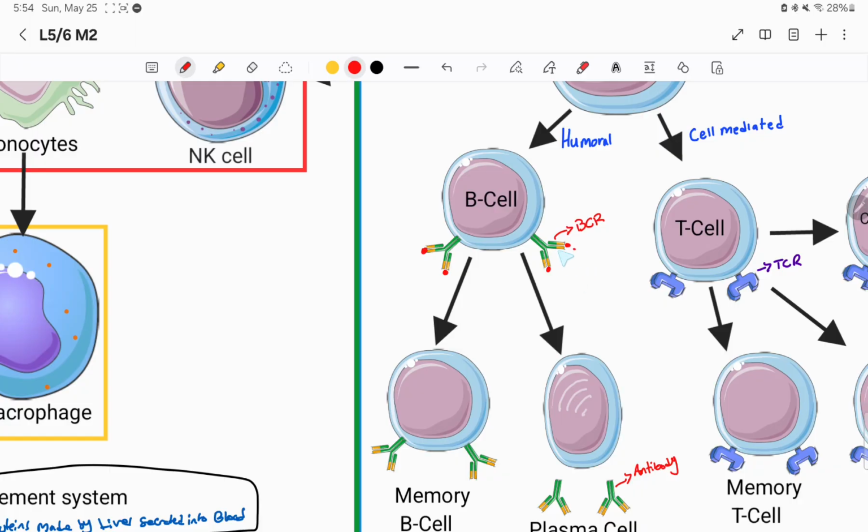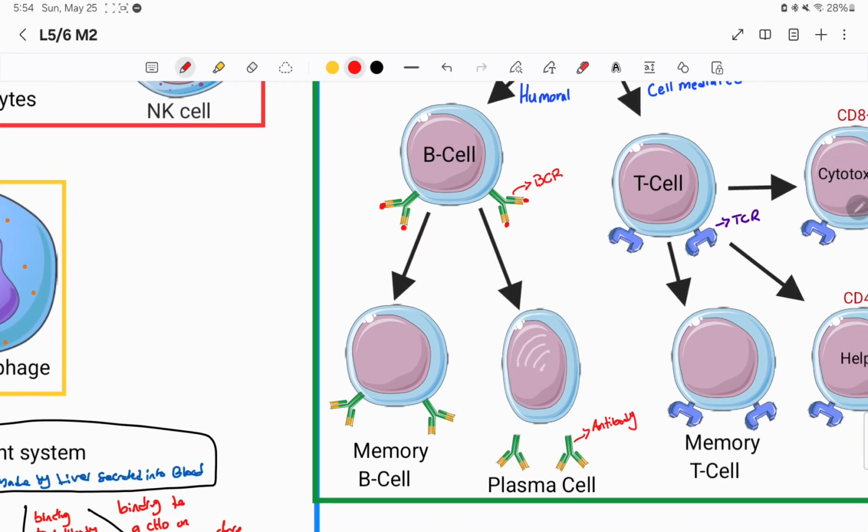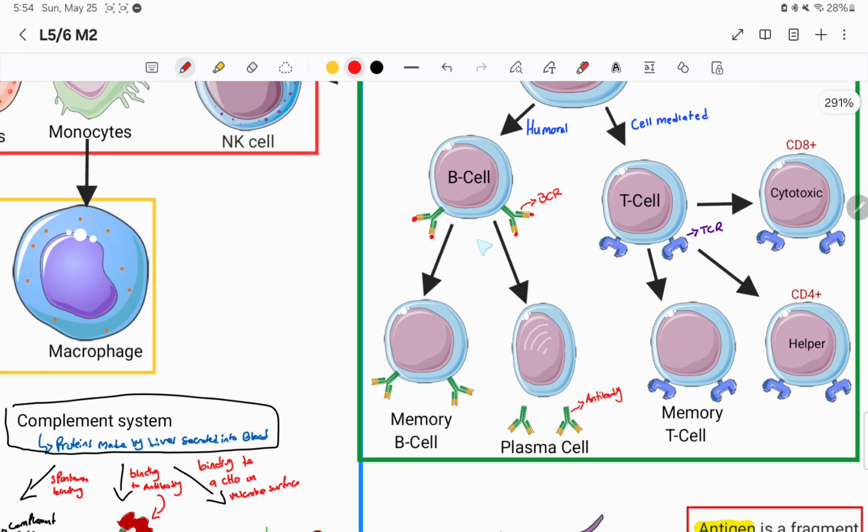And then this binding will initiate the activation and proliferation, meaning cell division, of this B cell. Okay? And this B cell will produce hundreds and hundreds of clones of itself, meaning additional B cells, that have B cell receptors very, very specific to this antigen and nothing else. Okay? Now, this is where they stop. They don't become plasma cells yet.